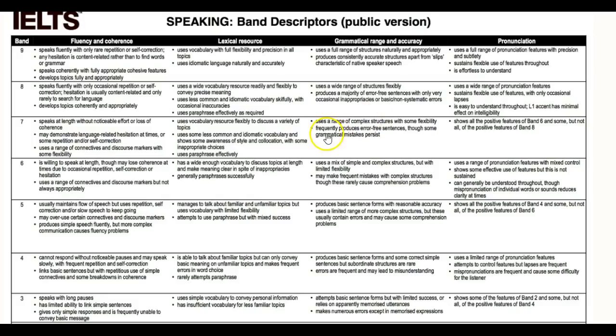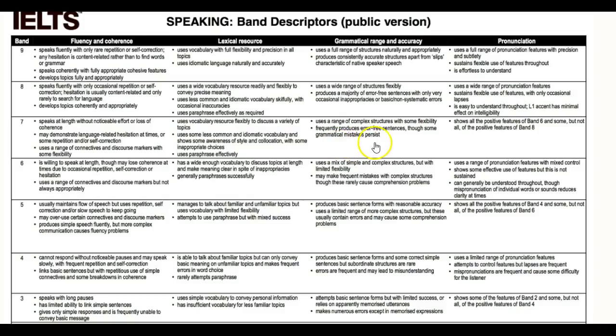However, look at this. You're expected to make frequently error-free sentences. So I think the word frequently here is really easy to misunderstand. A lot of people think, well, frequently means 60%. Well, not really. My understanding of this is at a 7, you are expected to do a lot better than just 70% accuracy. You're expected to have more accuracy than that, okay?